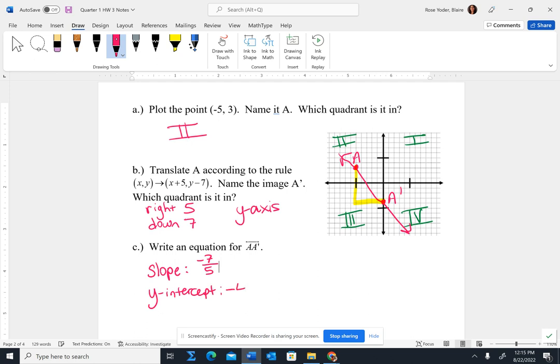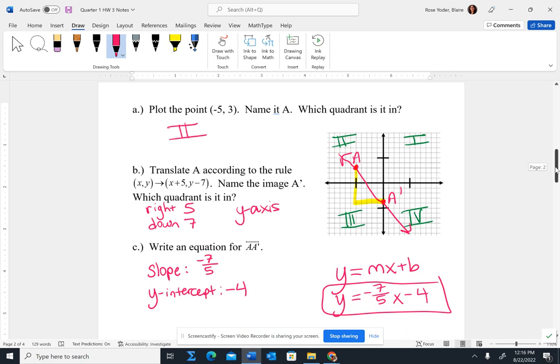it's at 0, -4. So if I use our old y equals mx plus b formula, I can just go y equals m for slope and b for y-intercept. And that is the equation of my line.